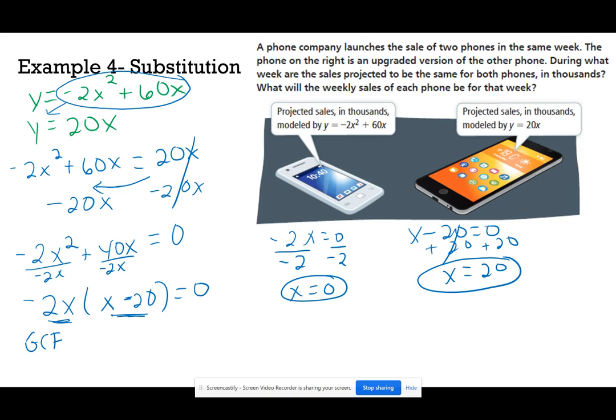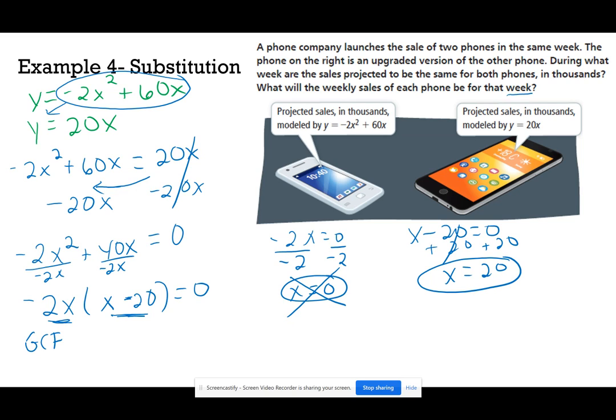In this case, real quick, we can think about this logically. X stands for weeks. We can see that in the problem up top. Does it make sense that the 2 phones will have the same sales in week 0? No. So I'm just going to get rid of that one altogether. It just does not make sense in this problem. So we definitely know at 20 weeks, these two phone sales are going to be the same. But now we have to figure out how much money they are going to make. What is the sales going to be?